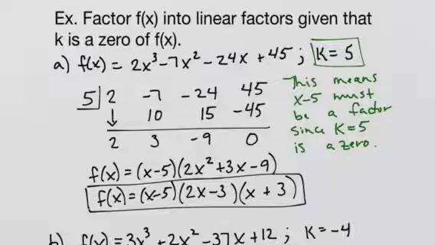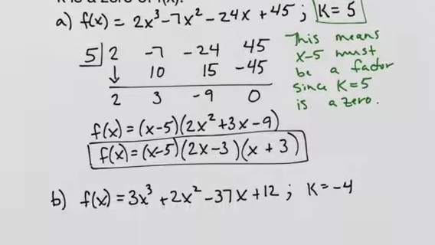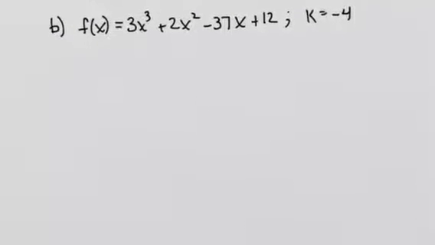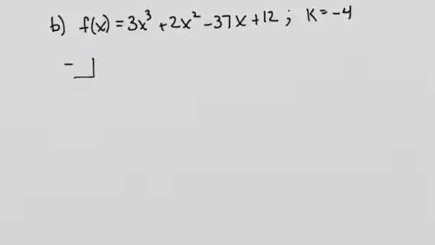Let's continue on with an example from factor f of x into linear factors if we're given that k is a 0 of f of x. Part B of this example, we're told that k equals -4 is a 0. That means that x plus 4 is a factor. So what we'll do is we'll set up synthetic division. We expect to get 0 as our remainder.